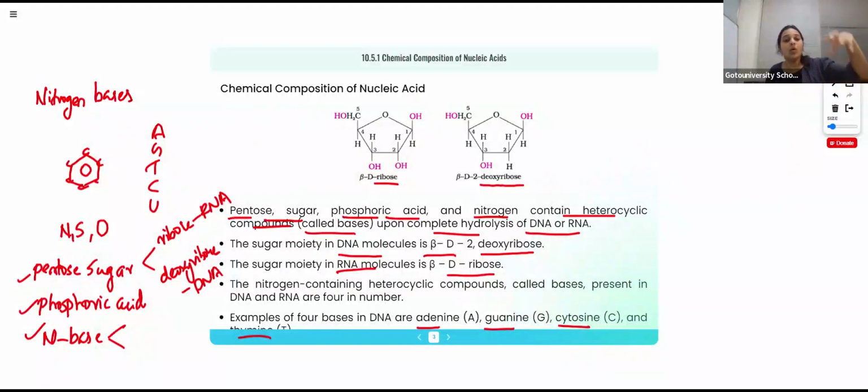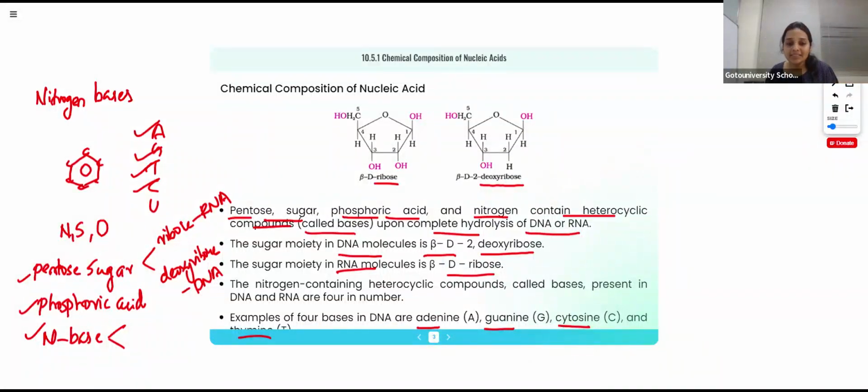Okay, so all these nitrogen bases are not present in both the nucleic acids. DNA contains only adenine, guanine, cytosine and thymine. Uracil is not present in DNA; uracil will be present in RNA. Got it? So pentose sugar is there. It may be ribose or deoxyribose. In DNA, it is deoxyribose. In RNA, it is ribose sugar. Phosphoric acid is common in both.